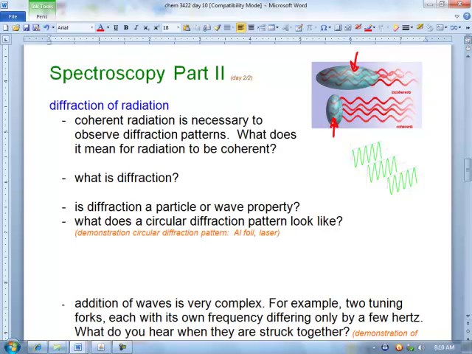So does it sound like diffraction is a particle or a wave property? Definitely a wave. If it was a particle, man, it'd just keep going straight, right? It never hit Pablo around the corner. A circular diffraction pattern. What does it look like? Well, I'll show you. First I need coherent radiation. So easy, cheap source. Coherent radiation, a laser pointer.